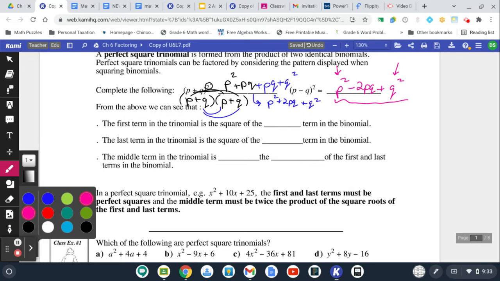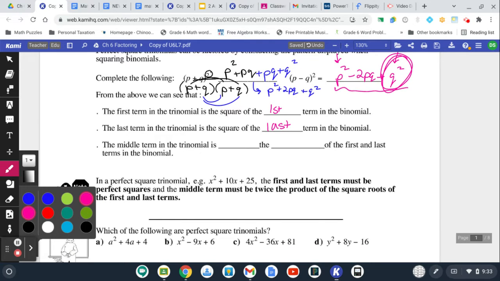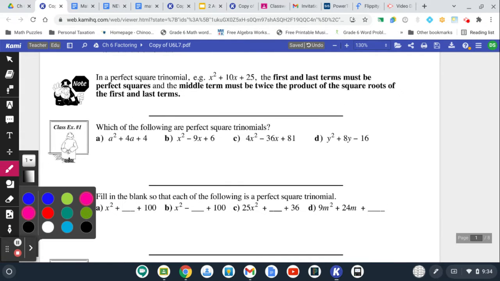But let's write it down. The first term in the trinomial is a square of the first term in the binomial. The last term in the trinomial, this q squared sitting out here, is the square of the last term in the binomial, right? We took q and we squared it. Then the middle term is twice the product of the first and last. That's where you multiply them together, double it, and drop it in the middle. Remember that conversation? We did that a while ago. When that occurs, this is a perfect square trinomial.